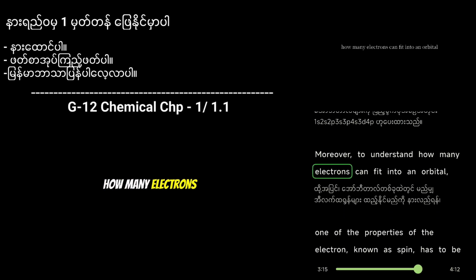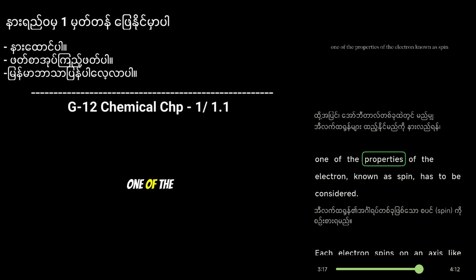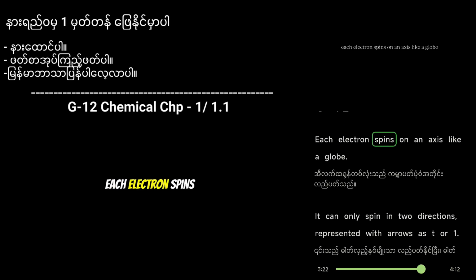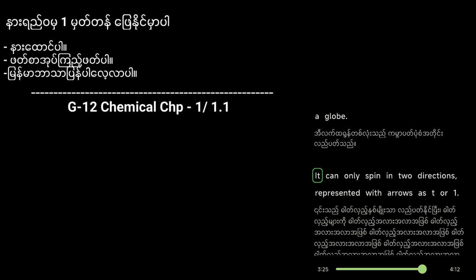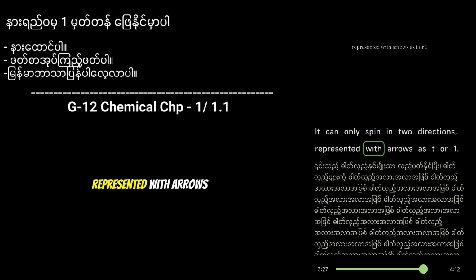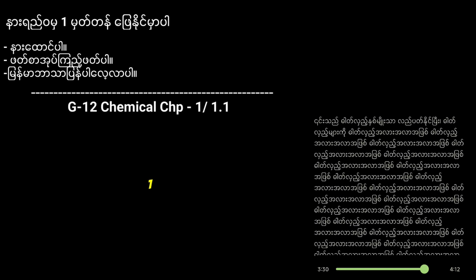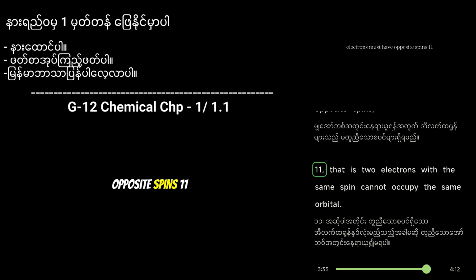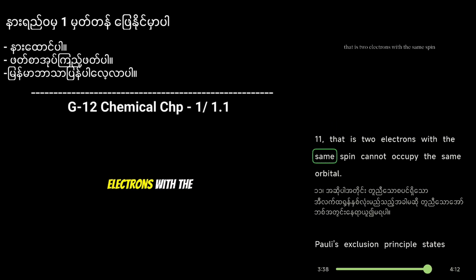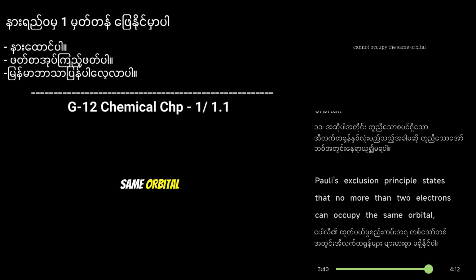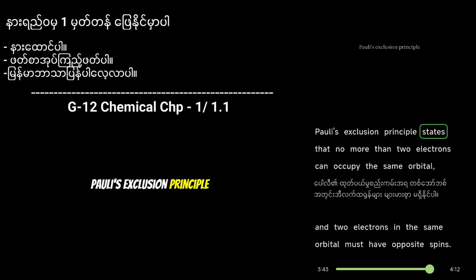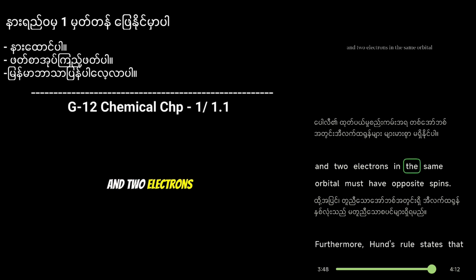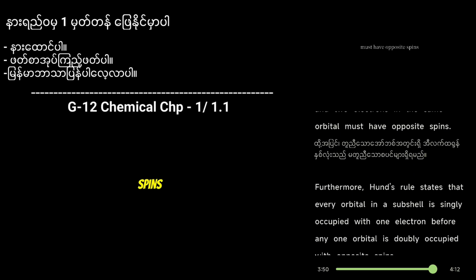Moreover, to understand how many electrons can fit into an orbital, one of the properties of the electron, known as spin, has to be considered. Each electron spins on an axis like a globe. It can only spin in 2 directions, represented with arrows as up or down. In order to occupy the same orbital, electrons must have opposite spins. That is, 2 electrons with the same spin cannot occupy the same orbital. Pauli's exclusion principle states that no more than 2 electrons can occupy the same orbital, and 2 electrons in the same orbital must have opposite spins.